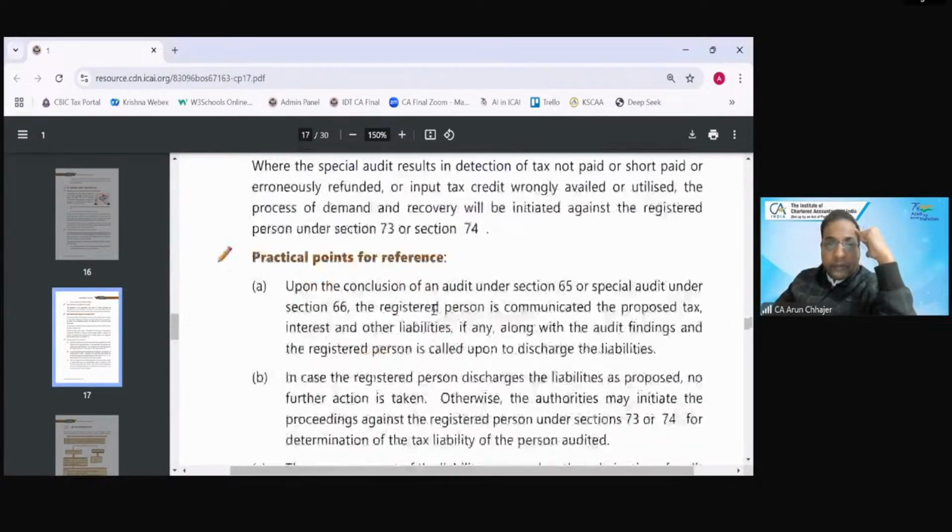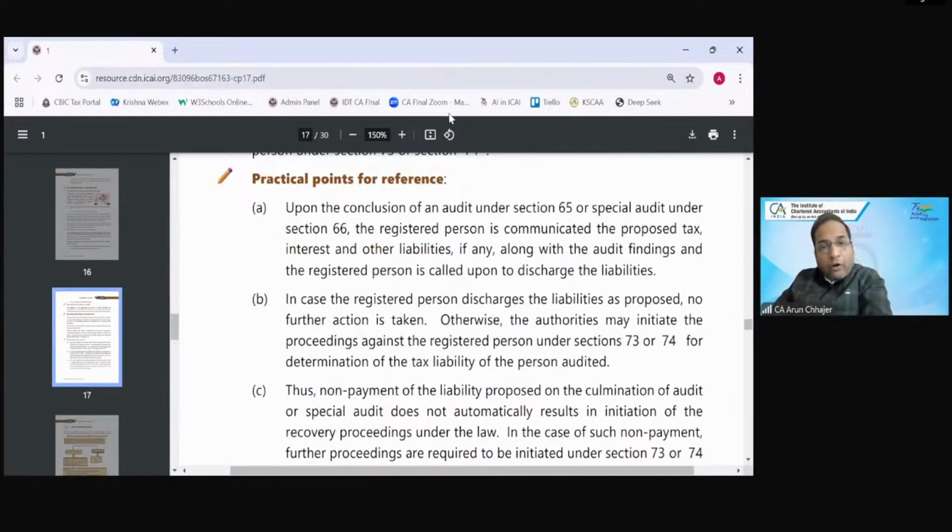Upon conclusion of an audit under Section 65 or special audit under Section 66, the registered person is communicated the proposed tax, interest, and other liabilities, if any, along with the audit finding. The registered person is called upon to discharge the liability. In case the registered person discharges the liability as proposed, no further action will be taken. Otherwise, that authority may initiate the proceeding against the registered person under section 73 or 74.